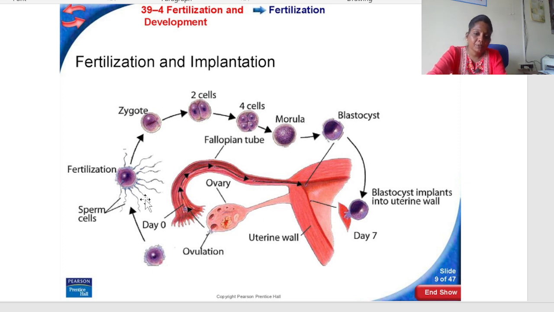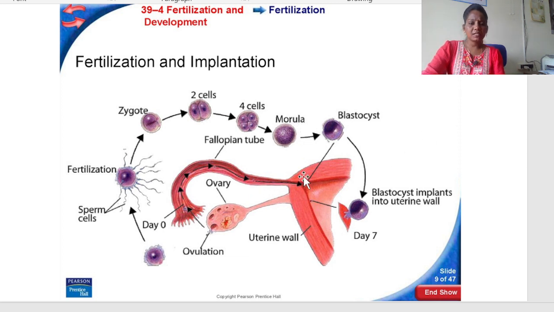Here is the diagram you can draw very clearly. Here the fimbriae capture the ovum and keep it in the ampulla of the fallopian tube. Millions of sperms are deposited in the vagina, and only mature and healthy sperms reach the uterus. From those, only the dominant sperm can reach the fallopian tubes, and only one reaches the matured ovum. That matured sperm and matured ovum fuse together to form a zygote, and that stage is called fertilization. That zygote turns into two cells, then four cells, then the morula, then the blastocyst.